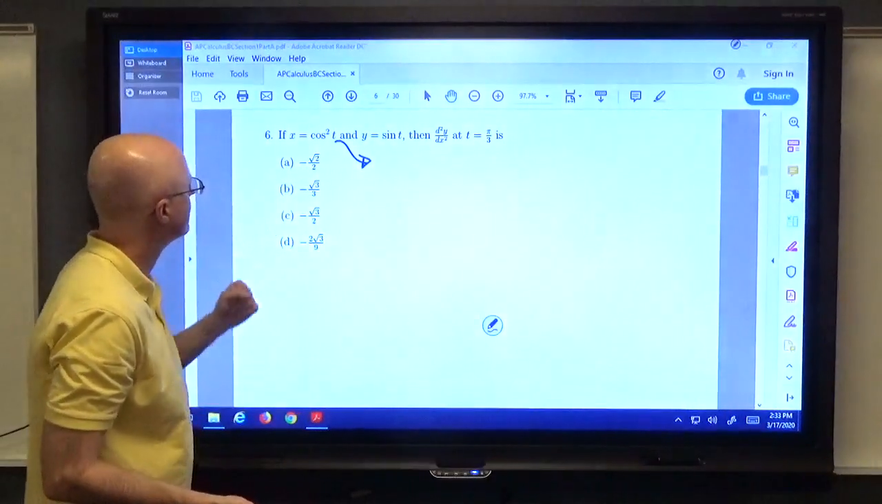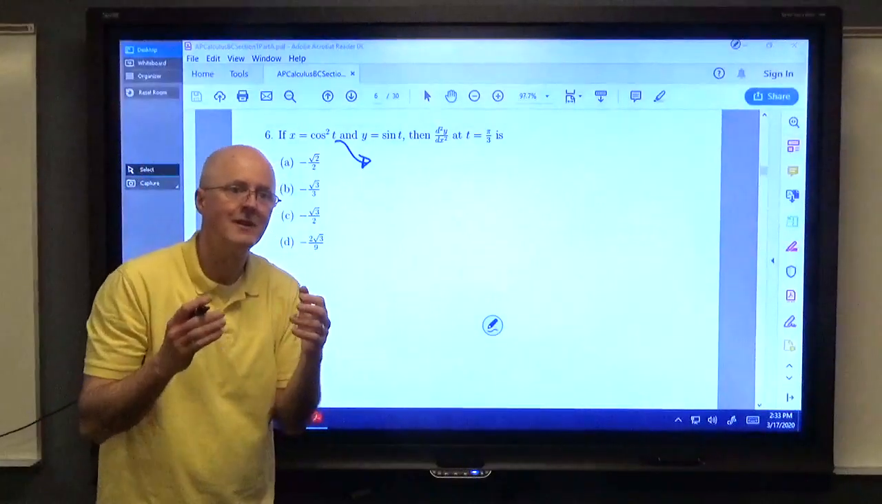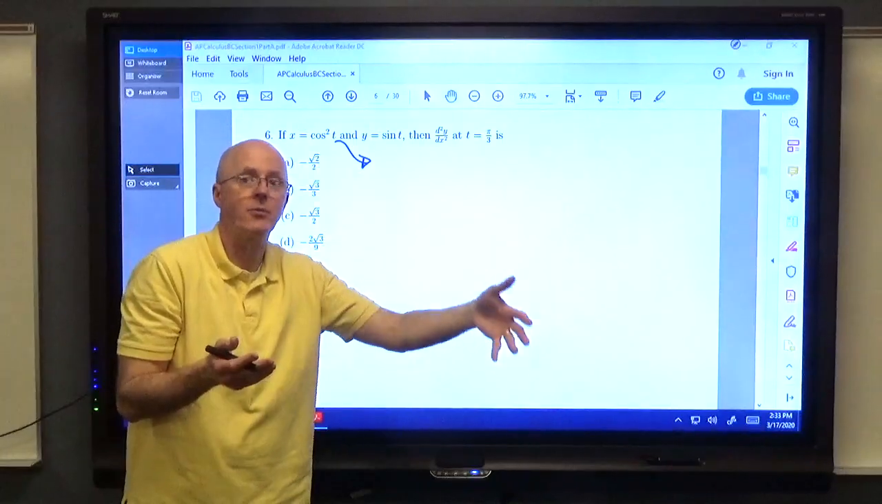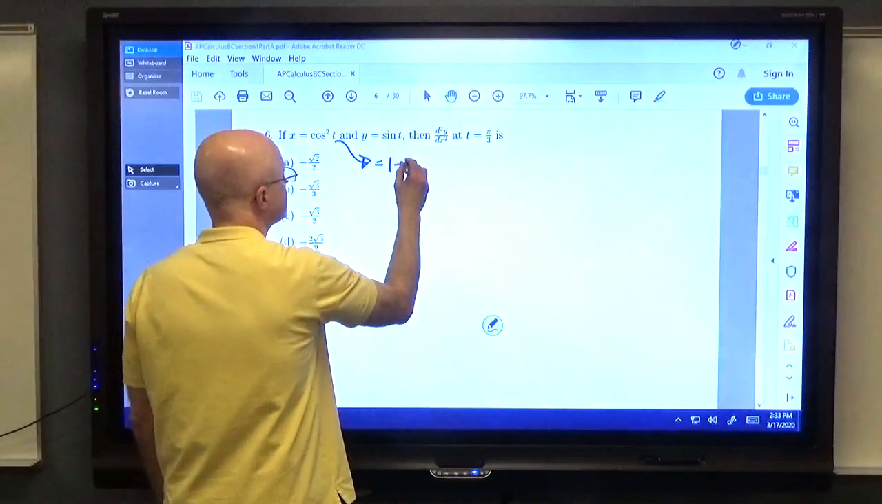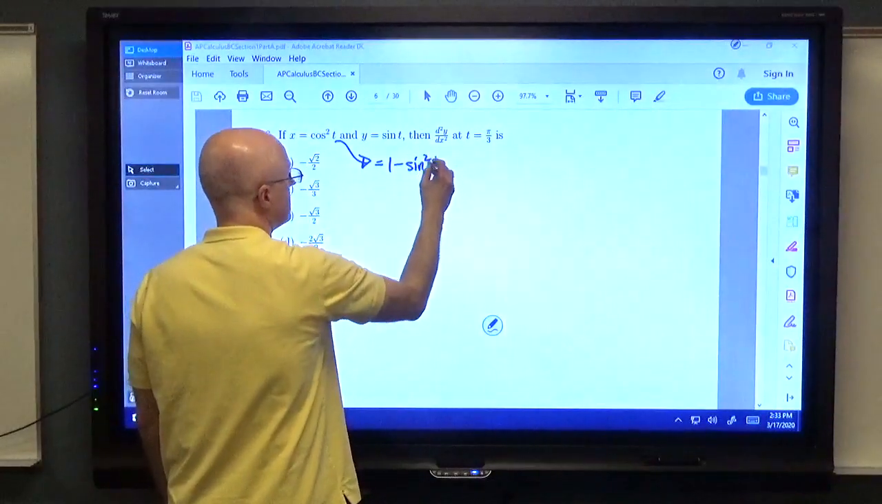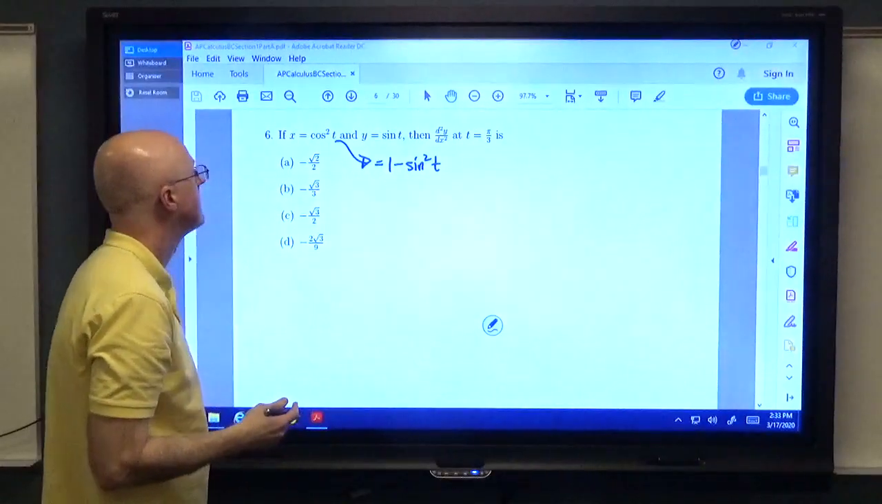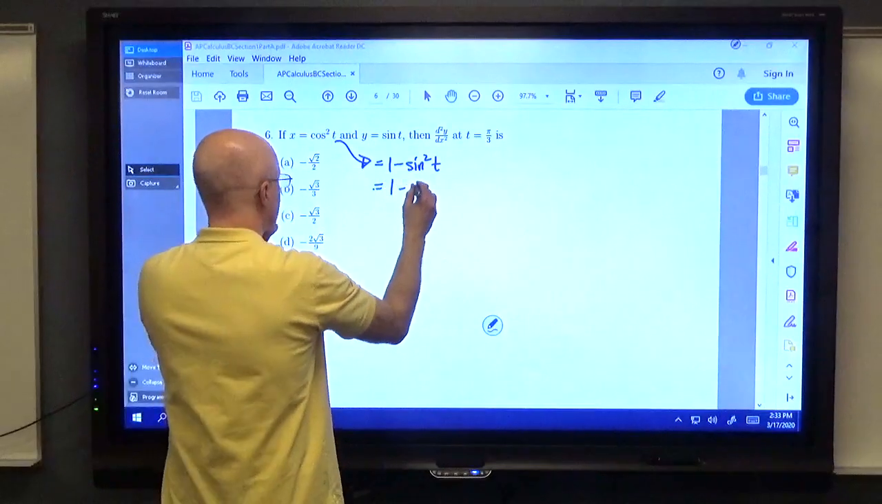So how do I relate x and y? X is cos squared t. How do I relate that to the sine? Use the standard, very famous Pythagorean identity, cos squared t plus sine squared t equals 1. Therefore, cos squared t equals 1 minus sine squared t for all t. That's an identity. It's true for all t. But sine t is y. So this is 1 minus y squared.